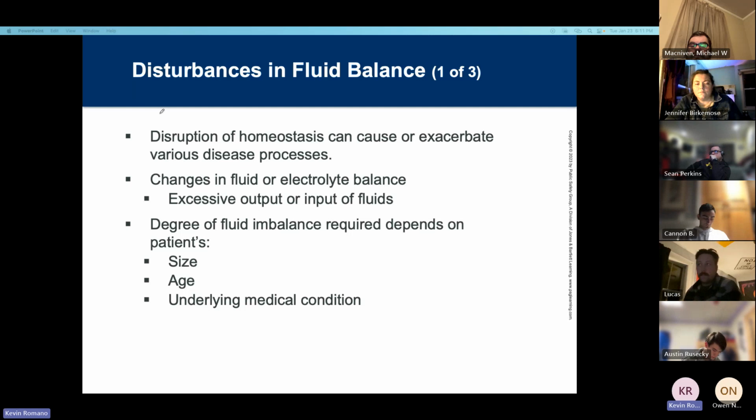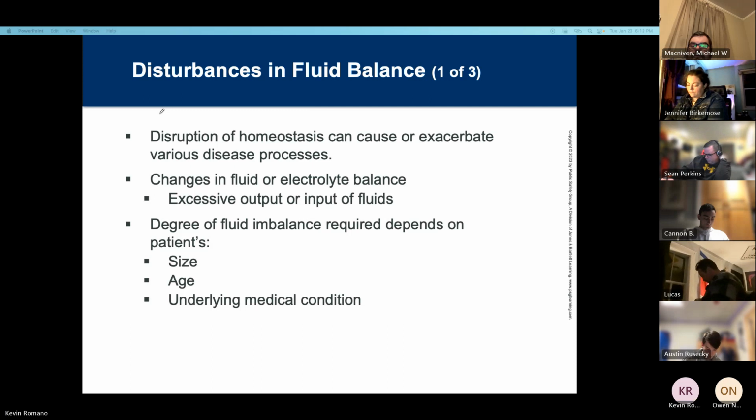So if a patient is dehydrated, these patients require fluid therapy. But the question is how much do we give? That's all going to be based upon different aspects of the patient, age, size, right? So what we're going to do, and I'm going to wait till I have a slide here that I can.